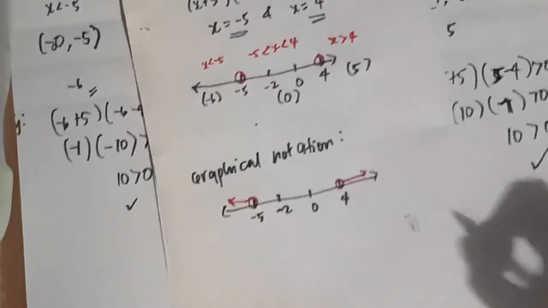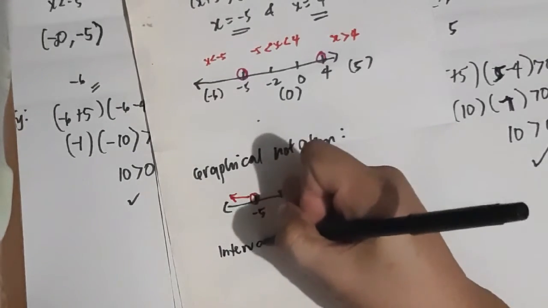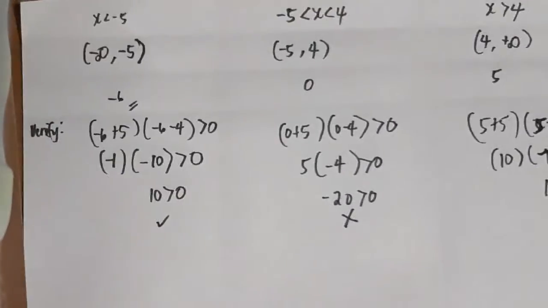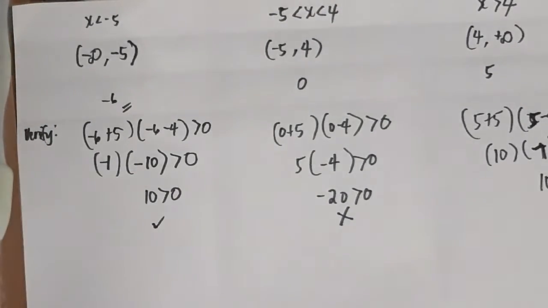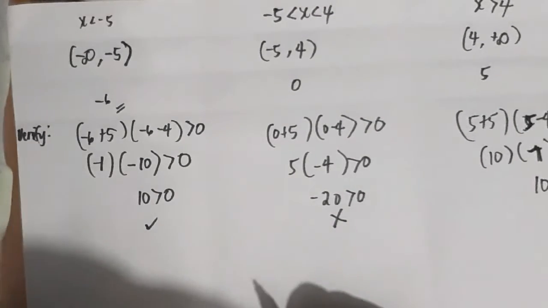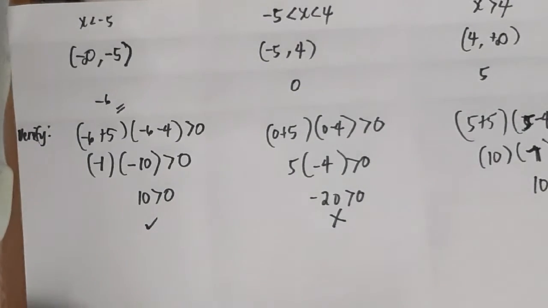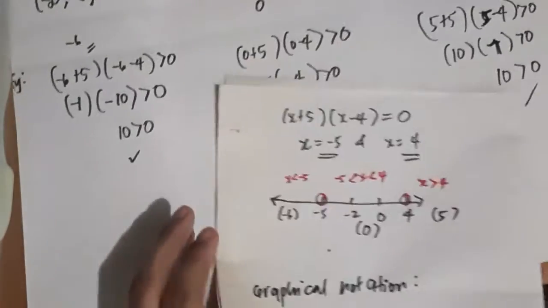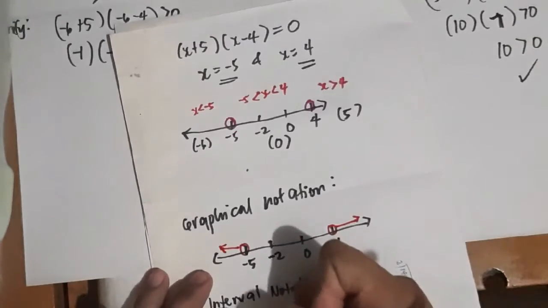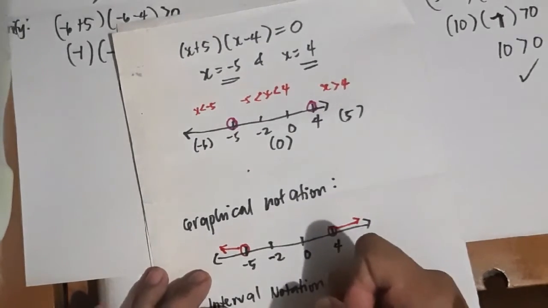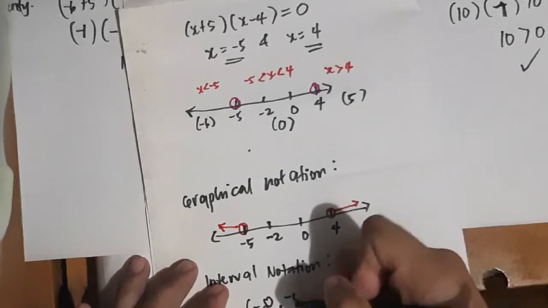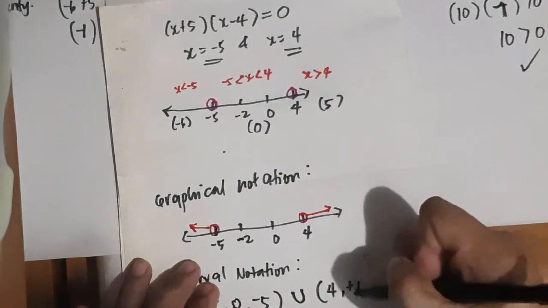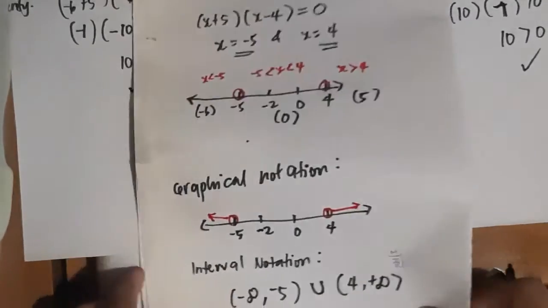Next, for the interval notation, our final answer here is more than one interval, so we are going to use the union symbol. The union of this interval and this one. The answer will be negative infinity to negative 5, union, 4 to positive infinity.